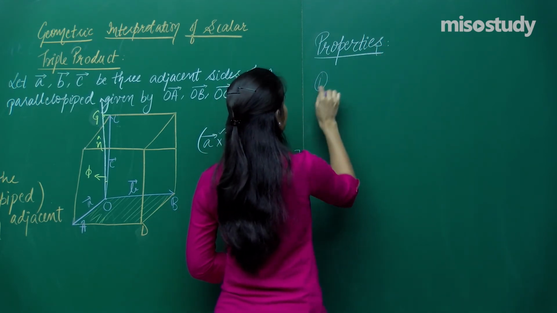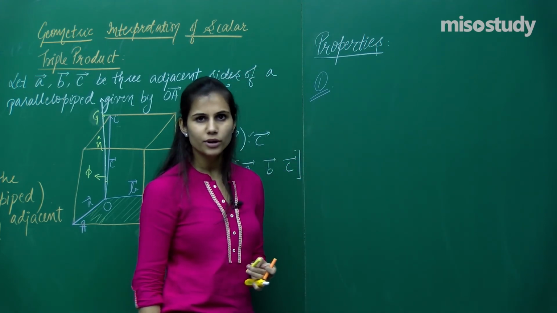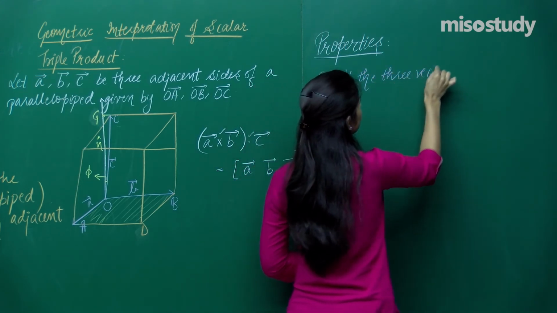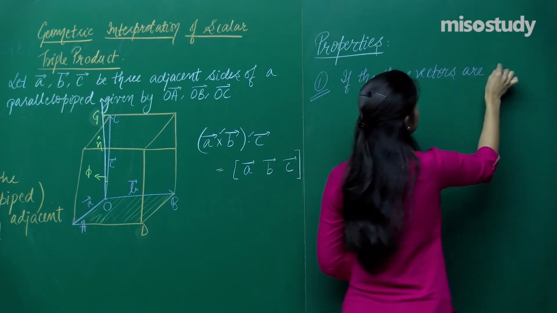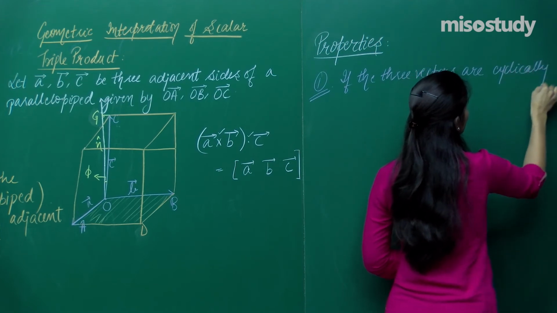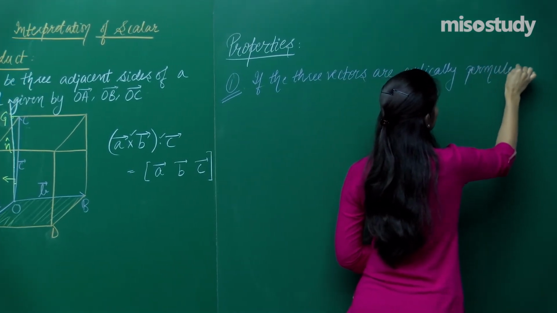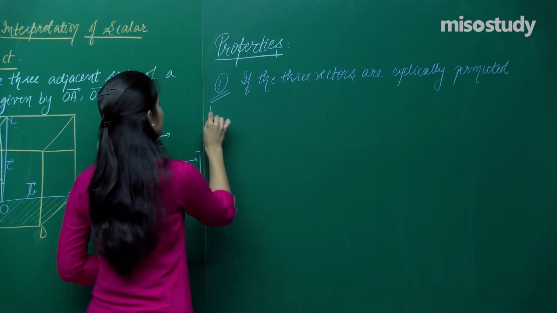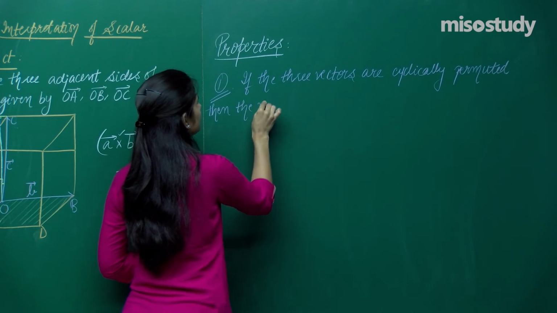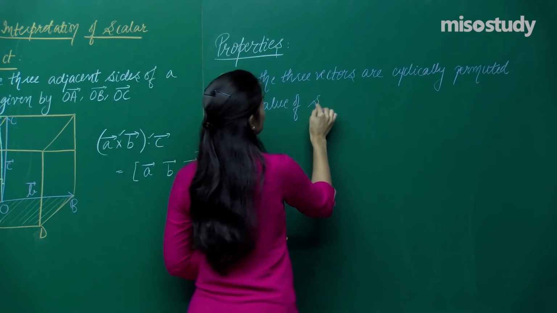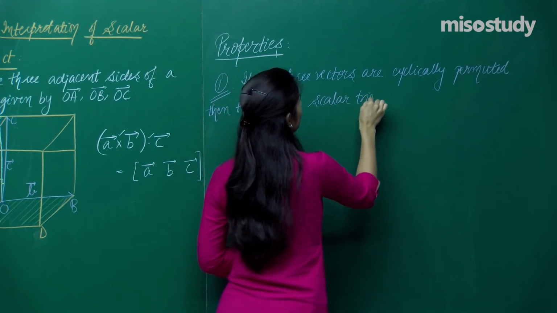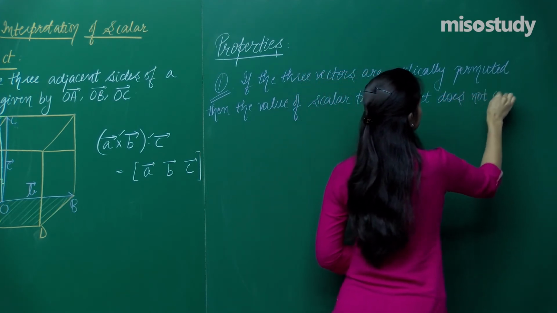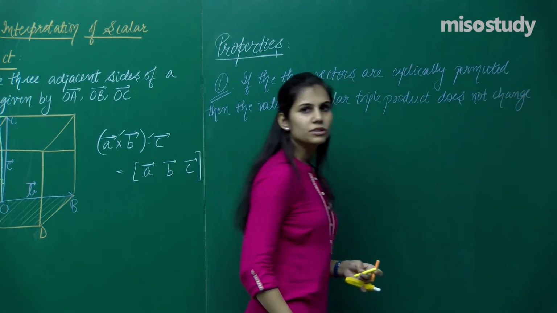First thing that is very interesting and useful related to the property of scalar triple product is that if the three vectors whose scalar triple product you want to find are cyclically permuted, then the value of scalar triple product does not change. The value does not change.